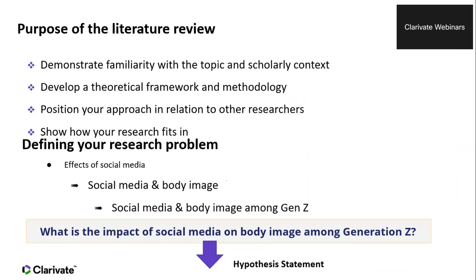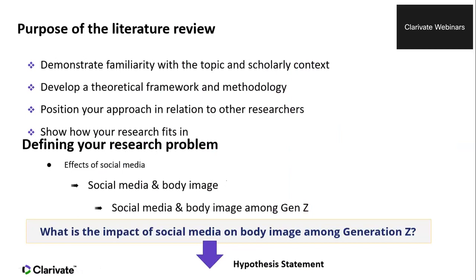Purpose of a literature review: you demonstrate familiarity with topic and scholarly context. Even when you are writing an original research manuscript where you have original experimental, survey, or any kind of original primary data associated with it, it is a good idea to do a thorough literature review of the subject, because that will help demonstrate familiarity with the topic and scholarly context and develop a theoretical framework and methodology. You can then define your research problem.